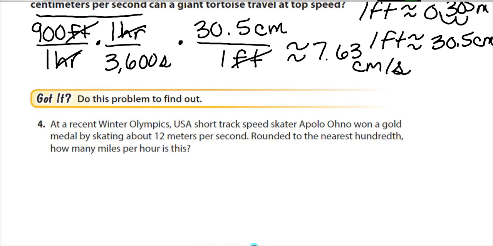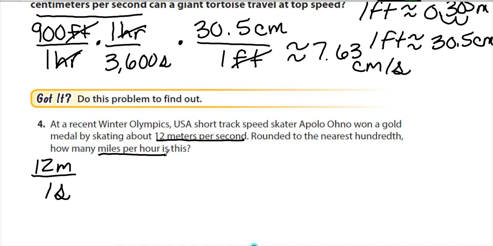It says, at a recent Winter Olympics, USA short track speed skater Apollo Ono won a gold medal by skating about 12 meters per second. Rounded to the nearest hundredth, how many miles per hour is this? Well, let's start with the original amount, which was 12 meters for 1 second. Now I need to change this into miles per hour.